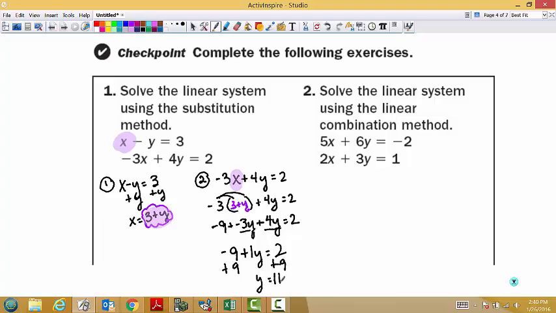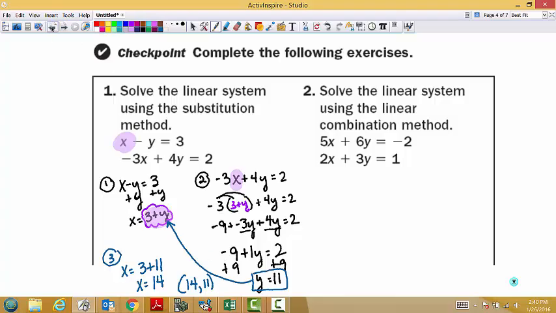Oh, sorry, I'm tired. So y equals 11, and then last step, step 3, is to plug what I got in step 2 back into step 1. So x equals 3 plus y, but y is 11. X equals 3 plus 11, which would give me 14. So it's the point 14, comma 11, because x comes before y.